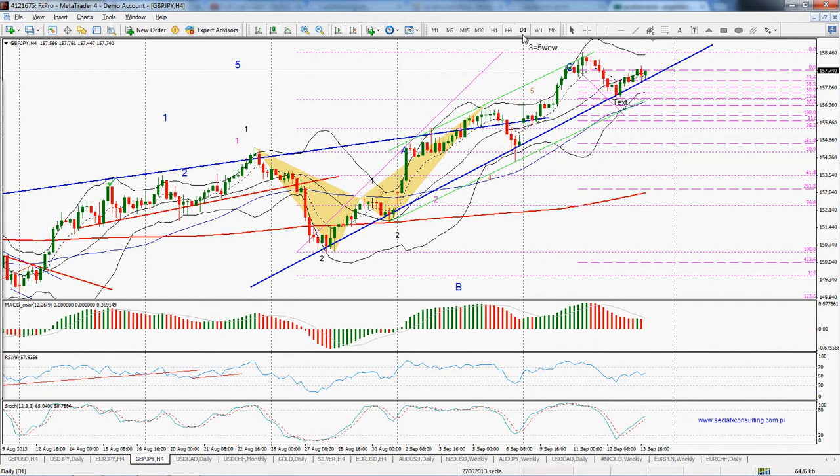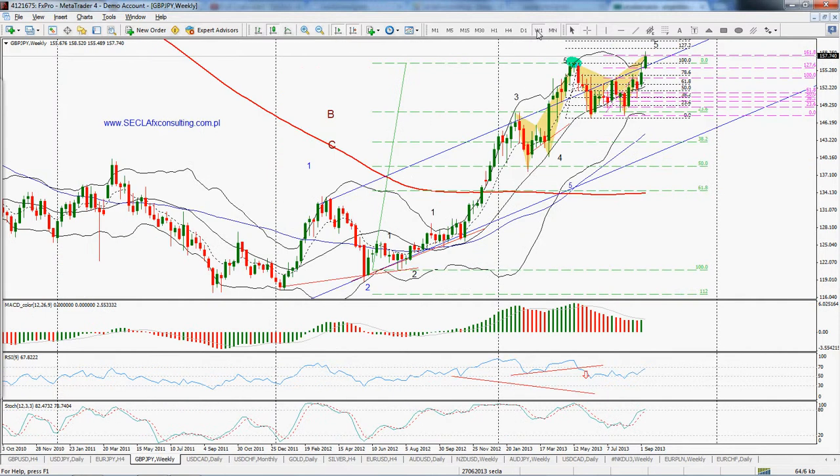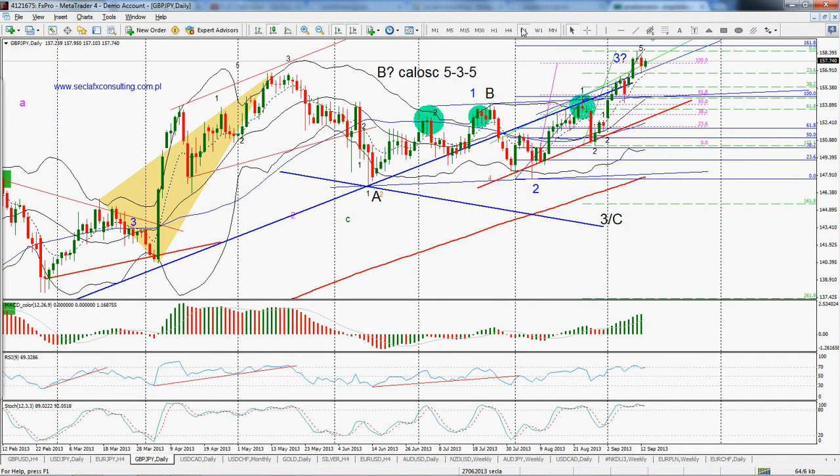Yeah? But what shows you, or what should indicate that it mustn't be that way? On the daily chart, you can see on the MACD indicator that the MACD indicator did a top, and then there's another top, so there is a strength in the market.